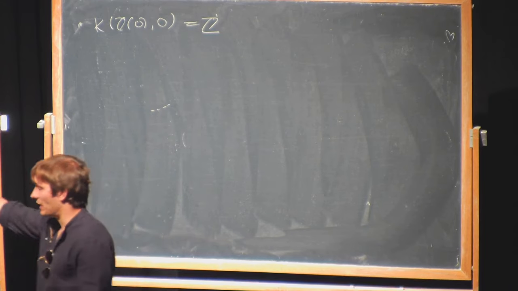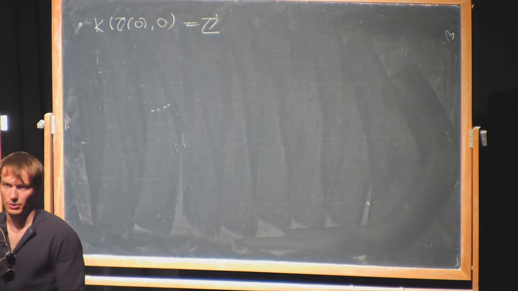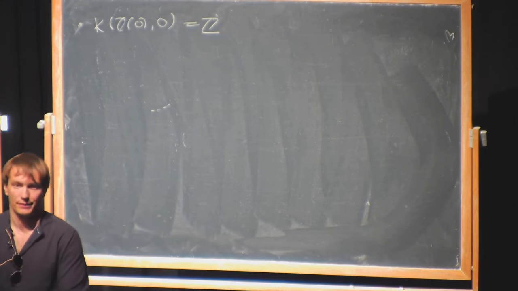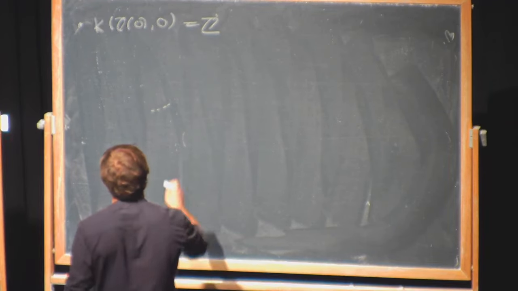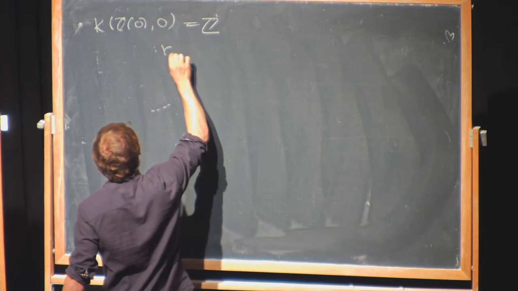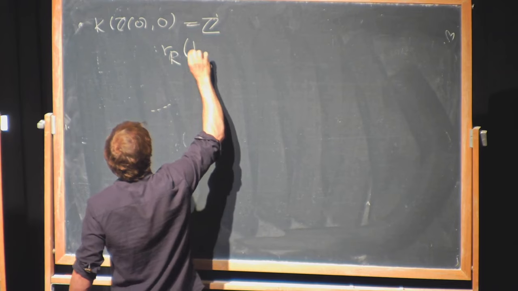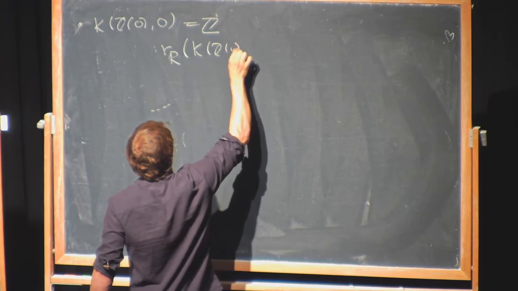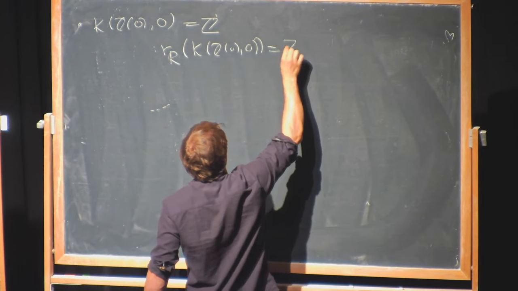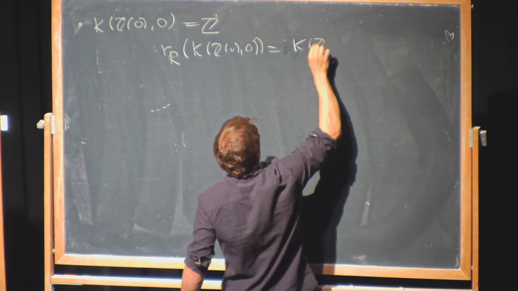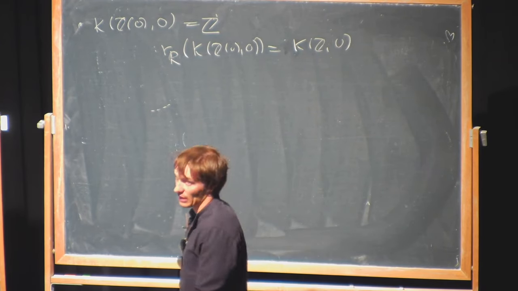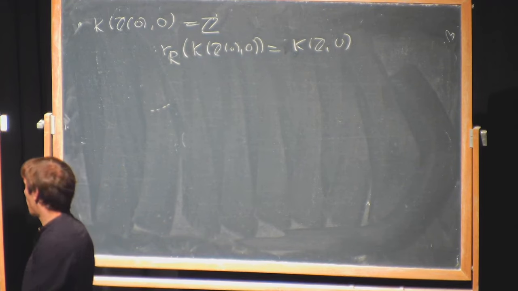And this real realization thing is a co-continuous functor, so it will send constant sheaves to constant sheaves, basically. And so what we learn, maybe not surprisingly, is that the real realization of K(Z(0), 0) is K(Z, 0). Now we're getting towards a pattern there.